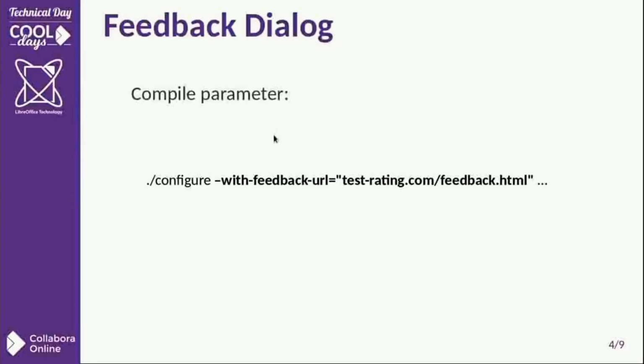The next step is to compile your Collabora Online instance, and you need to add this parameter with the path of your feedback HTML. When this is compiled, you have to run it, and the new instance will be enabled to embed your specific URL to request the dialog.